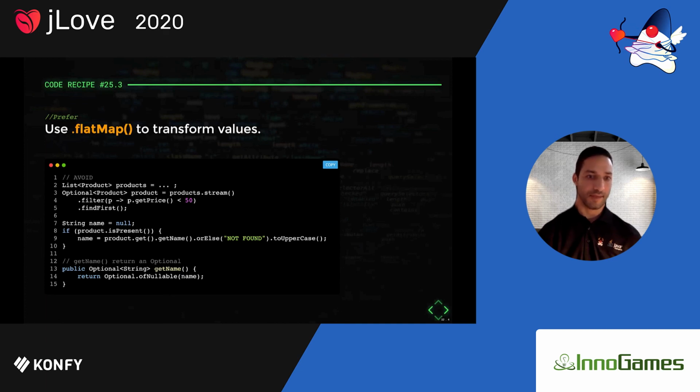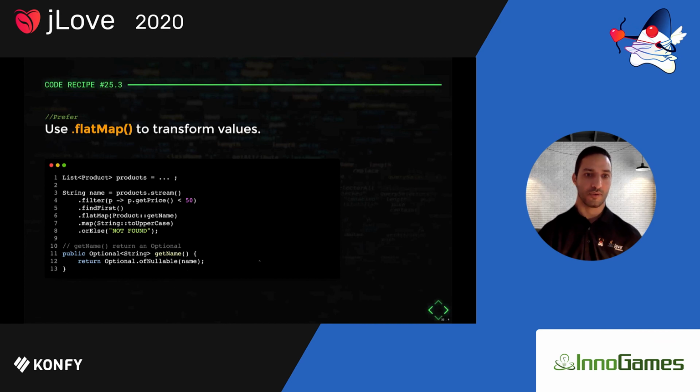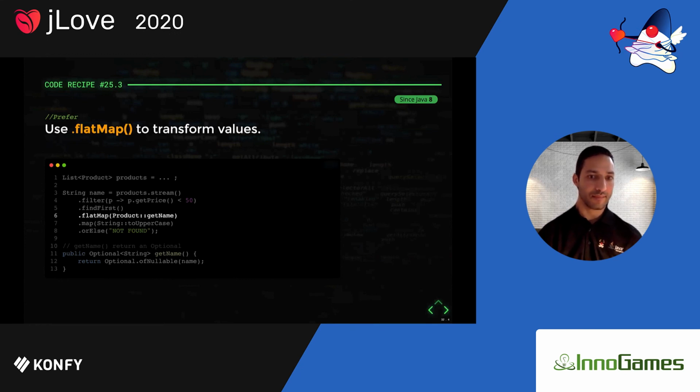Be aware that here optional a get name is returning an optional of string, not string. So this is why I call or else here. And then the value will be returned as a string, then I transform it. So what I can do here is the same call like map, but be aware of the flat map. I used flat map here with product with get name. Why? Because the get name actually returns optional of string, not optional.